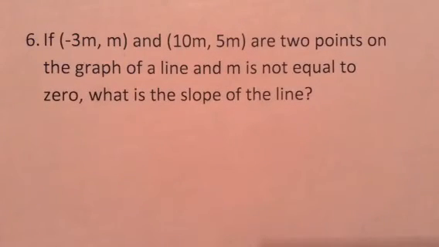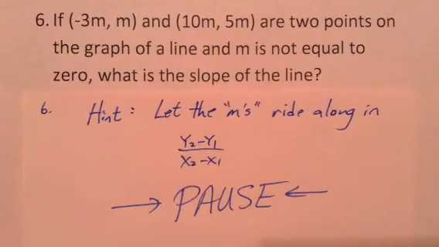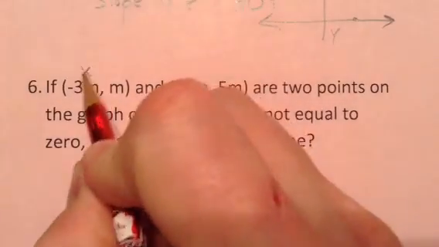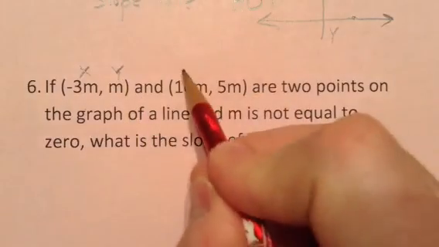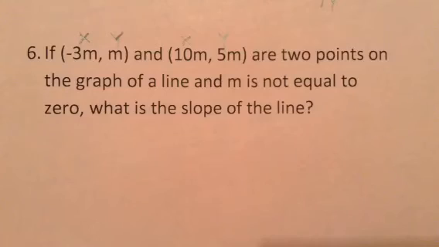If negative 3m, comma m and 10m, comma 5m are 2 points on the graph of a line and m is not equal to 0, what's the slope of the line? Treat this as an x, treat that as a y, treat that as an x, treat that as a y, and do a delta y over delta x.